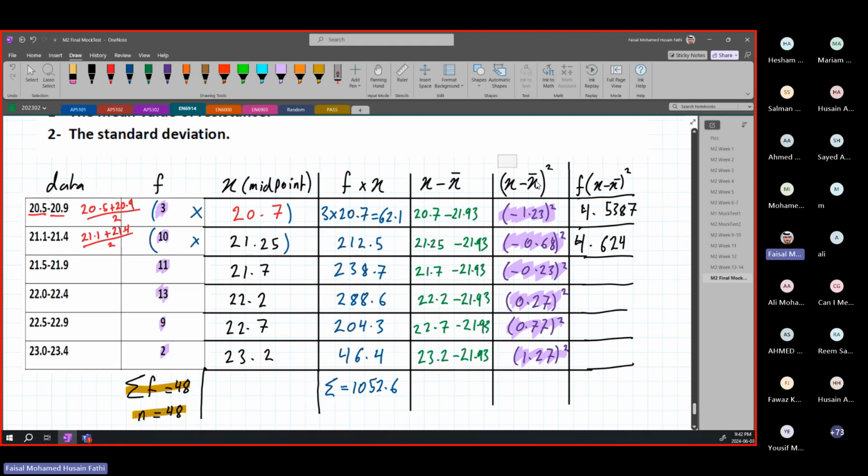Keep in mind when you are squaring, the value has to be in between brackets, and the actual final answer should be a positive number. Then the negative is in the brackets, meaning when you square a negative value, you get a positive value. Just a reminder for that.